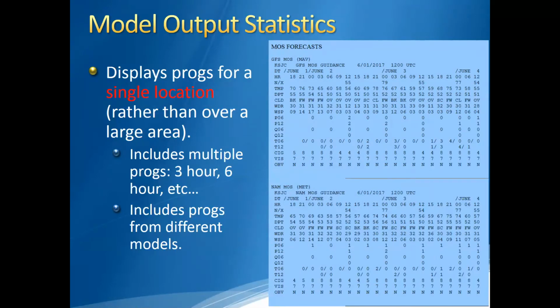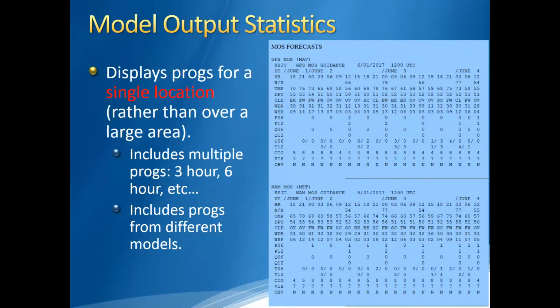Now, one other tool that meteorologists use with models is they look at what's called model output statistics. Model output statistics are a little bit different than what I just showed you because rather than showing you weather conditions over a large area, model output statistics give you progs for a single location. And rather than giving you all of the progs, they give you just 3 hour, 6 hour, 9 hour, 12 hour, 15 hour, and so on progs.